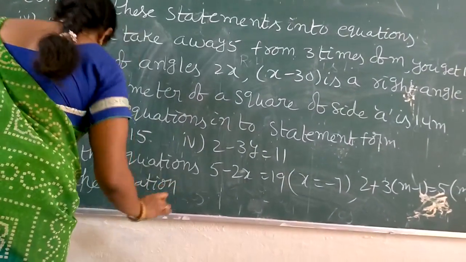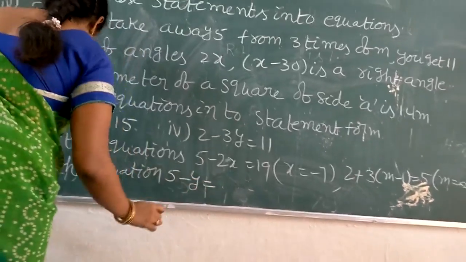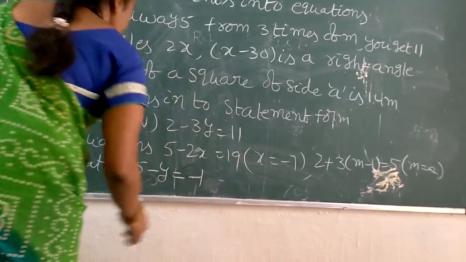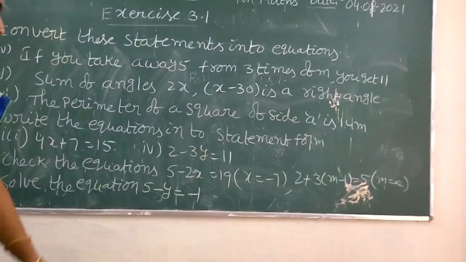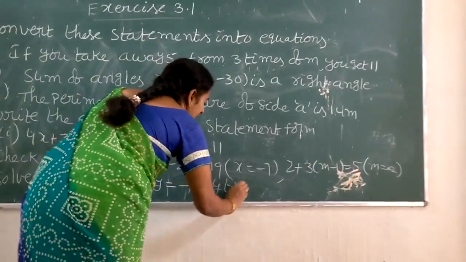Solve the equation 5 minus y equal to minus 1 by the trial and error method.